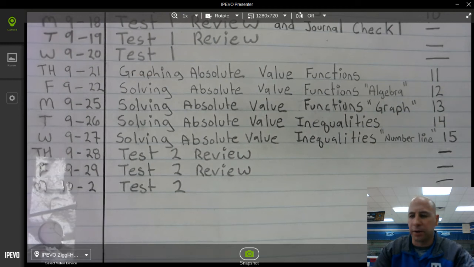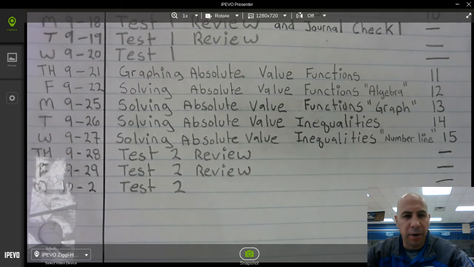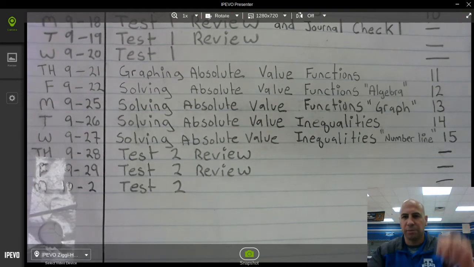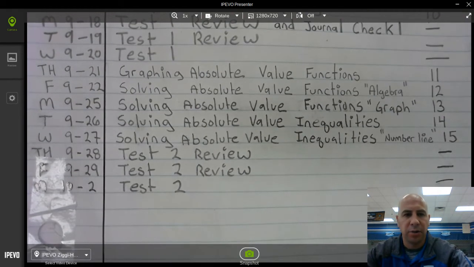Welcome again, Wildcats. Alright, so today we're looking at Monday, September 25th, solving absolute value functions using graphs. Okay, and that's on page 13. So if you would, pause the video and update your table of contents.